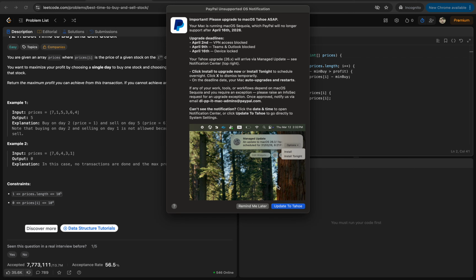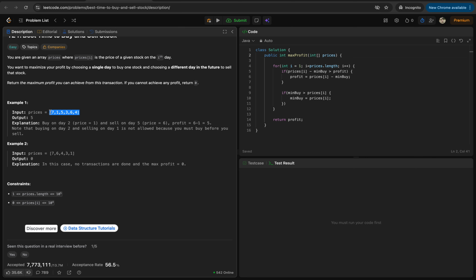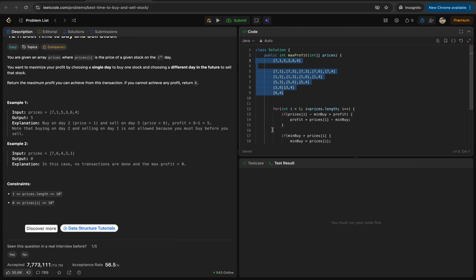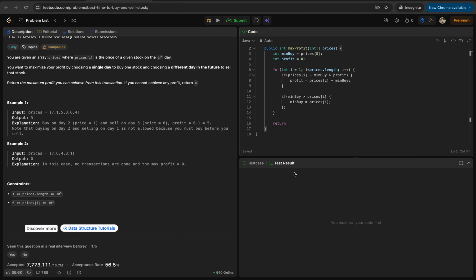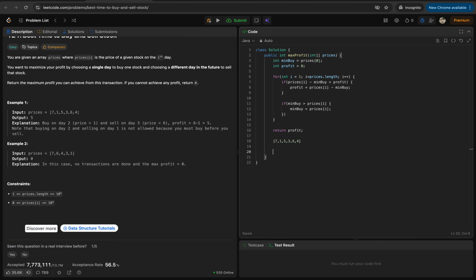I'll quickly dry run this solution. I'll take this only. So what will happen is, initially, wait, I removed the constants, is it? Return profit. So initially this is the array. Now in this case min by will be 7 and profit will be 0.